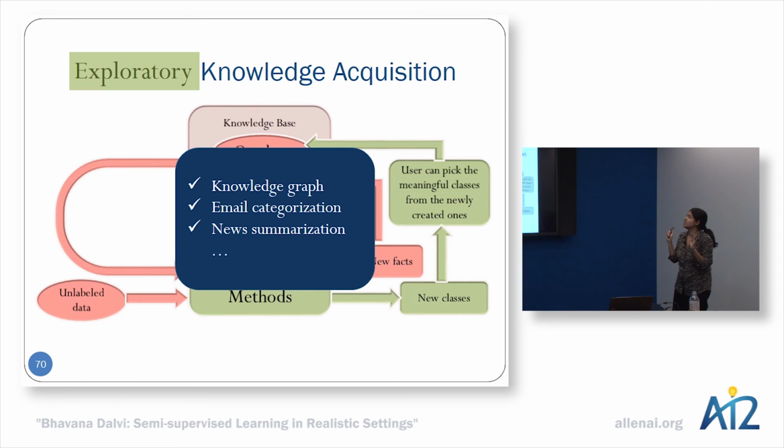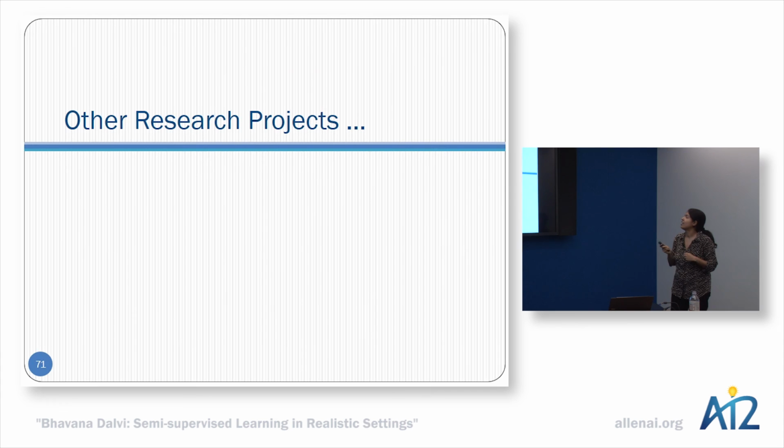Okay. Further, it's not limited to knowledge graphs. We can do this in any classification or clustering setting, for example, email categorization or news summarization. And I'm excited about this piece of work.